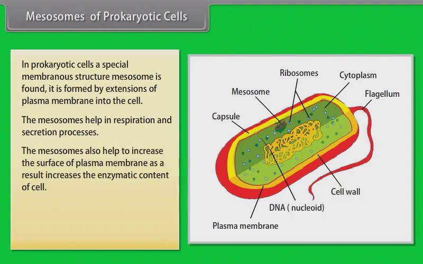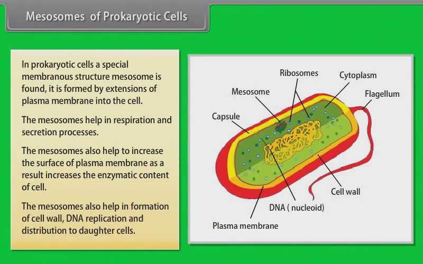The mesosomes also help to increase the surface of the plasma membrane. As a result, they increase the enzymatic content of the cell. The mesosomes also help in formation of the cell wall, DNA replication, and distribution to daughter cells.